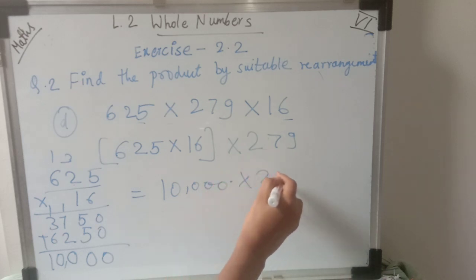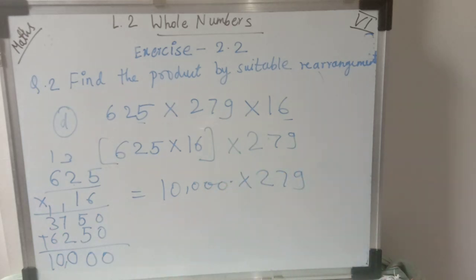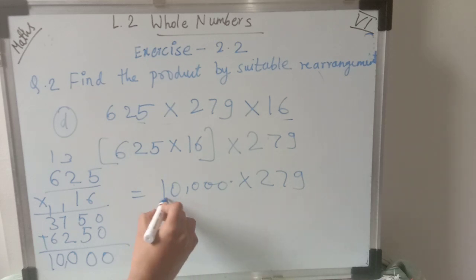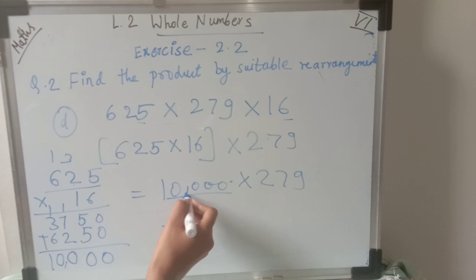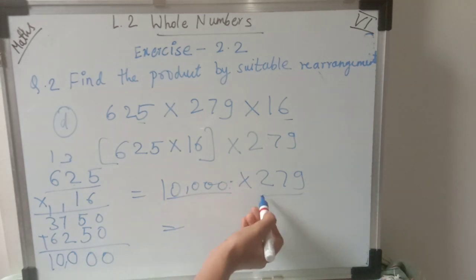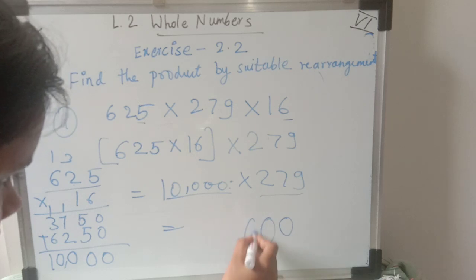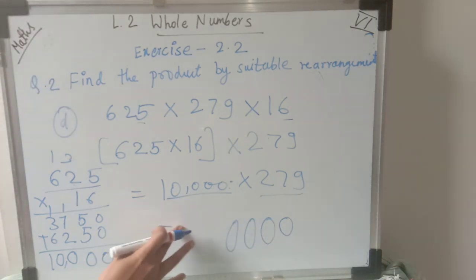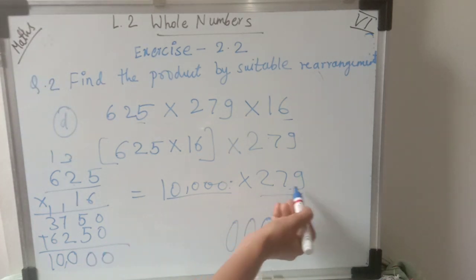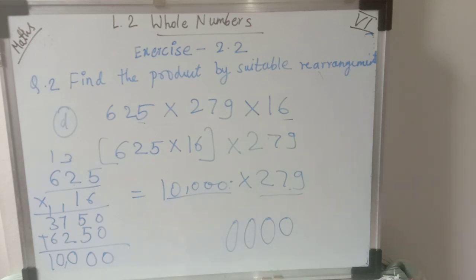Okay, so 10,000 multiplied by 279. Okay, so here we got zeros. How many zeros are there? 4 zeros. So if you are multiplying 4 zeros with this number, you will get 0 only 4 times. So you have to write 4 times 0. Okay, and here we have to multiply 279 with the 1, we will get the same number. So that is 279. Now put the comma. Okay, so here we got that 27,90,000.